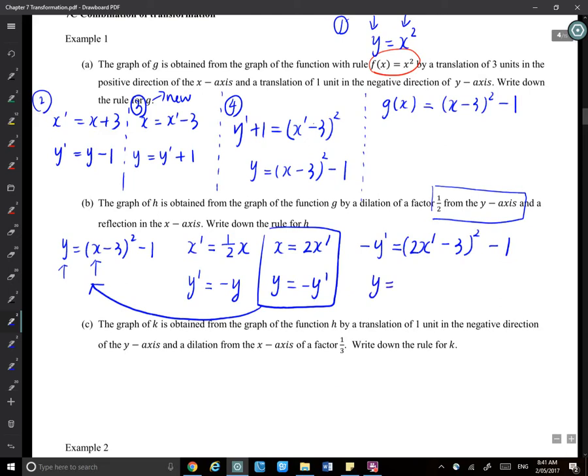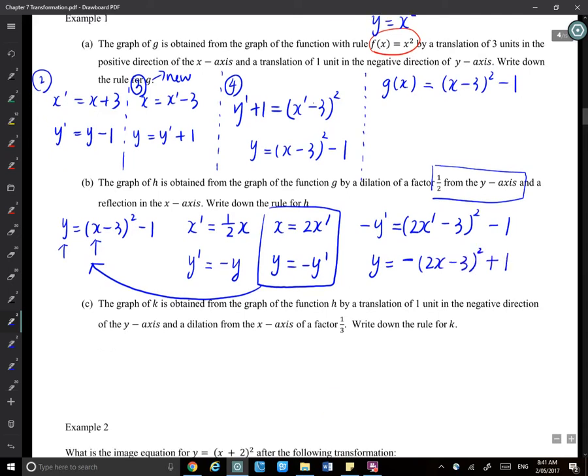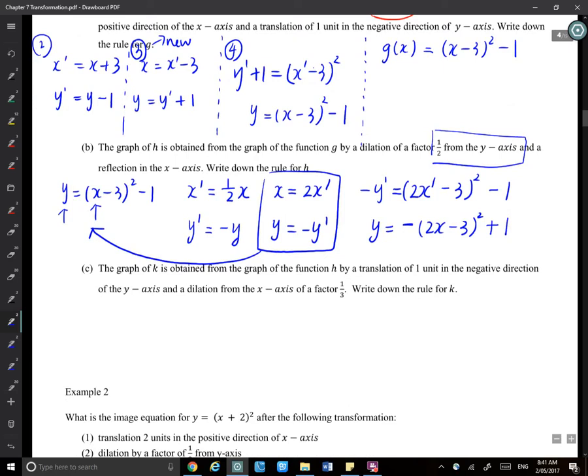So y equals minus 2x minus 3 squared plus 1. You subtract from both sides, the minus 1 becomes plus 1, and you have a negative of that. So h(x), this is h. So h(x) equals minus 2x minus 3 squared plus 1.